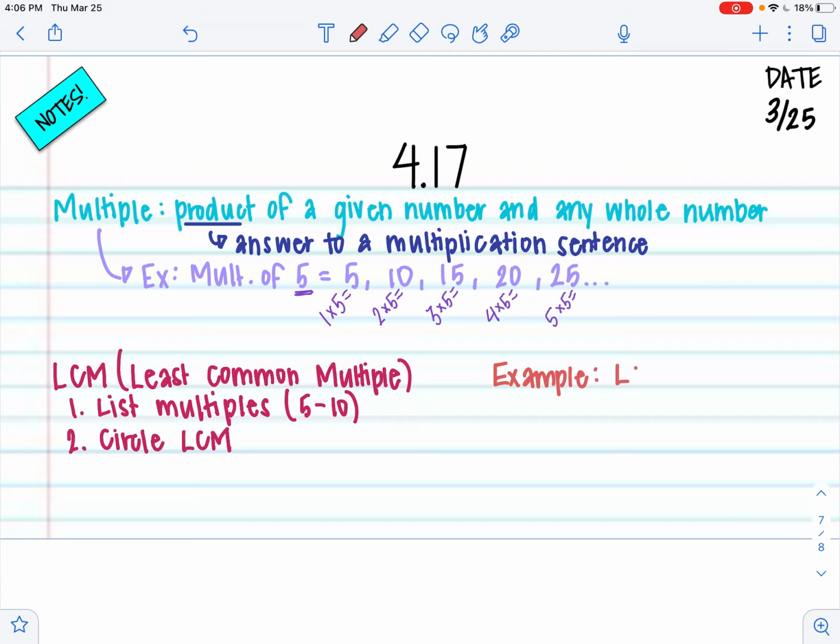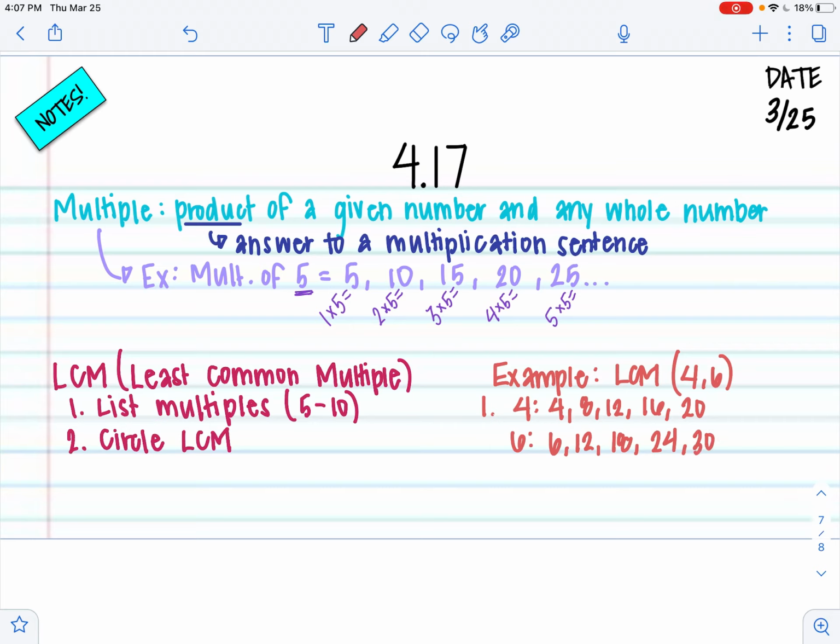Let's say we're looking for the LCM of 4 and 6. Step 1 is to list the multiples of 4 and the multiples of 6. So 4, 8, 12, 16, 20. I started with 5 multiples of 4. Of course, you could do more. And then list the multiples of 6. 6, 12, 18, 24, 30.